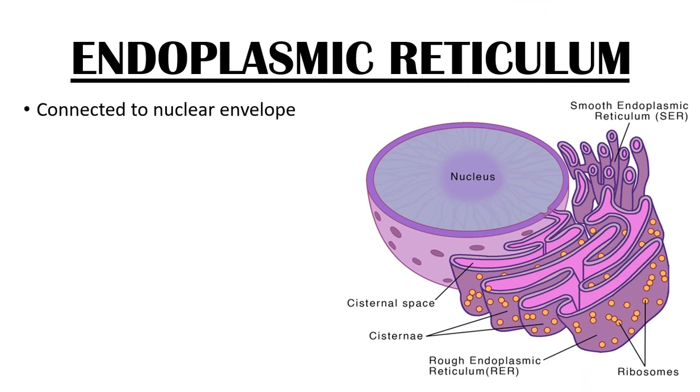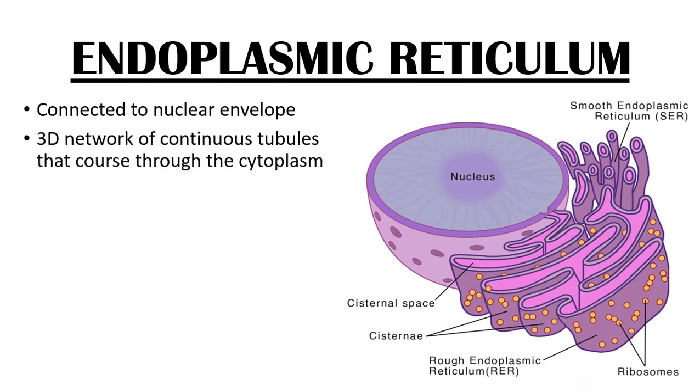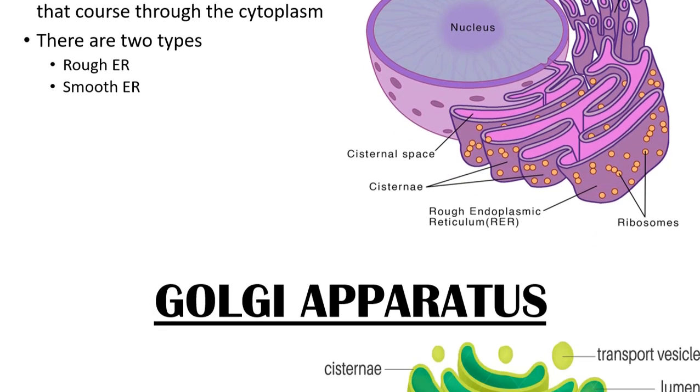Endoplasmic reticulum is connected to the nuclear envelope, and it is a 3D network of continuous tubules that coats around or goes throughout the cytoplasm. There are two types of endoplasmic reticulum. The first type is the rough ER and the second type is the smooth ER. The rough endoplasmic reticulum is responsible for protein synthesis because there are many ribosomes present on the rough ER, and the smooth ER is responsible for lipid synthesis.